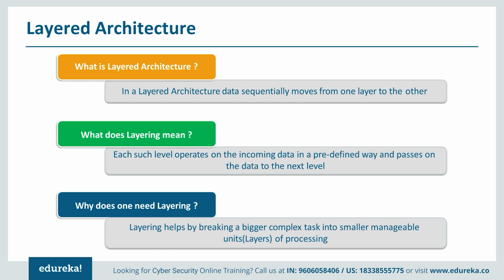What does layering mean? Each layer operates on the incoming data in a predefined way and passes the data to the next level. So each layer is working on how to receive the data, how to process it, and how to send it out. Each layer will receive data, process it, and send it across to the next layer. Why does one need layering? Layering helps break a single complex task into multiple smaller units, and each layer can process those units and get the tedious single networking task done.